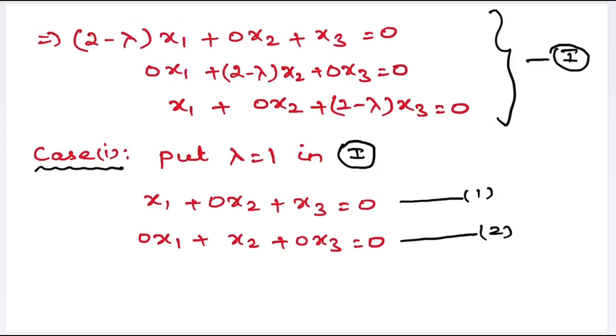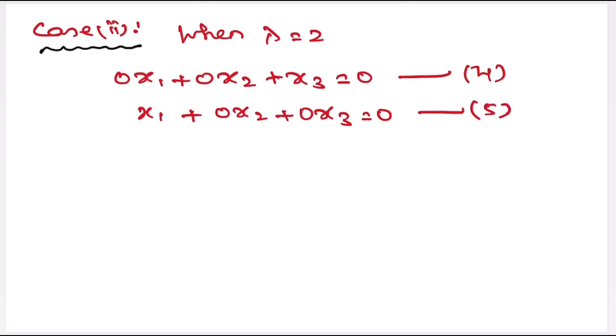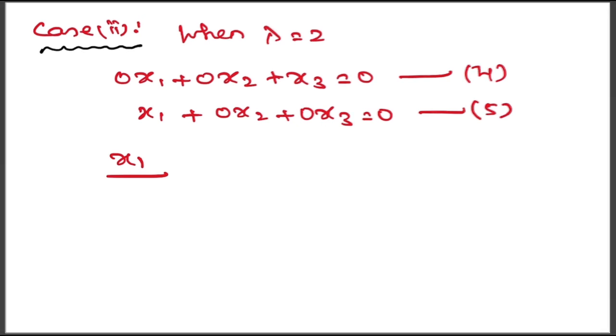Keep that as equation 4. Next, in the second equation substitute lambda is equal to 2. So we get 0x1 plus 2 minus 2 is 0, so 0x2 plus 0x3. So everything is 0. So you leave that equation. Next, in the third equation substitute lambda is equal to 2. We get x1 plus 0x2 plus 0x3 is equal to 0. So keep this as equation 5. Now we can use the cross multiplication rule to find x1, x2, x3, using equations 4 and 5.